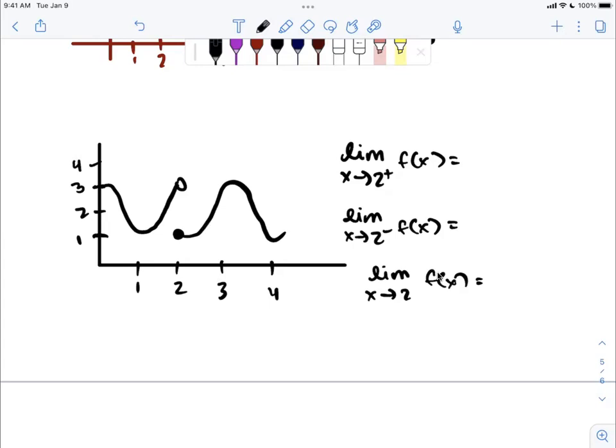All right, so here, if we approach from the right, then we're going to follow this line, and this point is 2, 1. So the limit from the right is 1. Meanwhile, the limit from the left, now we're going to follow that line, and now we're heading towards this point, which is 2, 3. So then the limit from the left is 3. And because they're not the same, the limit as x goes to 2 of f of x does not exist.